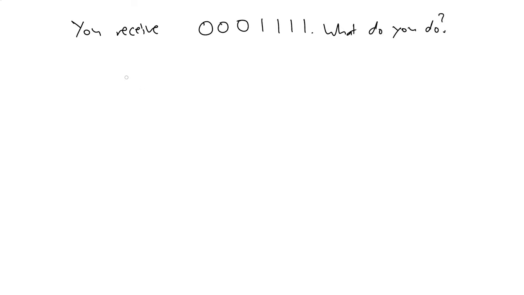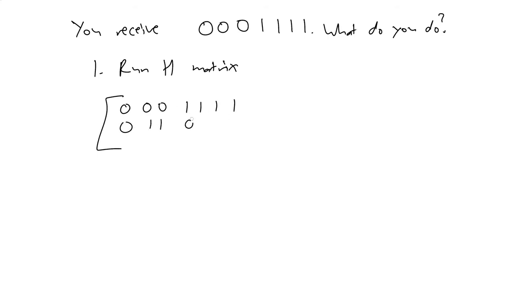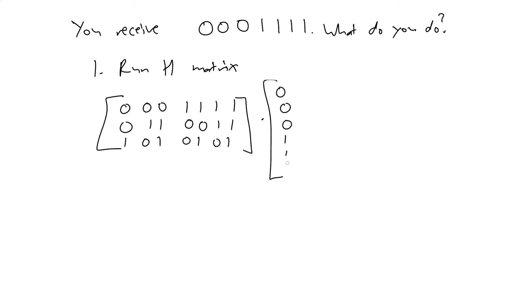And the answer is this. First, you run the checker matrix. So we take our H, which is 0, 0, 0, 1, 1, 1, 1, 0, 1, 1, 0, 0, 1, 1, 1, 0, 1, 0, 1, 0, 1, and we multiply that by our message that we got across the wire, which may or may not be a code word. We're not sure, but this is going to tell us.